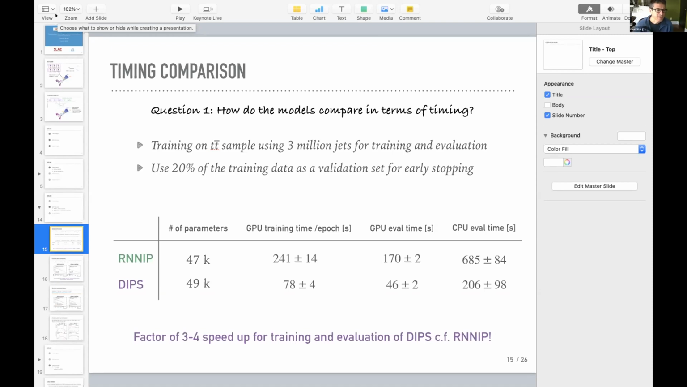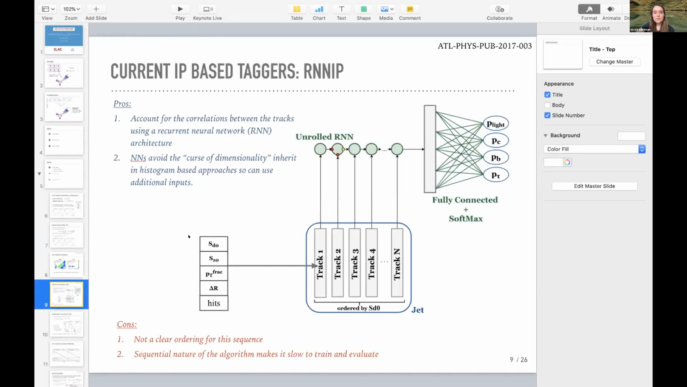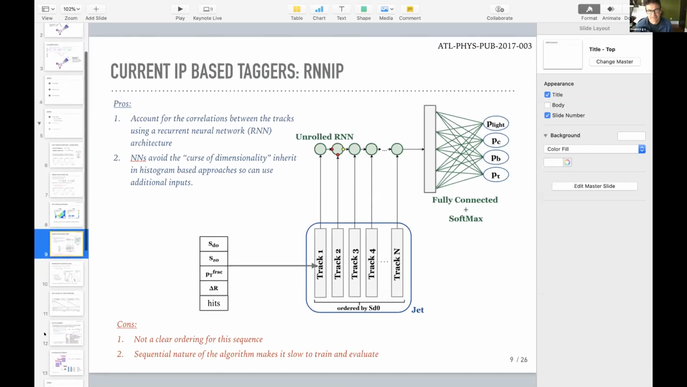So maybe I don't see any other hands, but maybe I can ask a related question while we're on the slide. Why is it faster? Okay, because for the recurrent neural network, you have to process each of the tracks one after another. So you have to process the second track, you have to wait for the first track to be done updating the hidden state. So you can't do that in parallel. Right. Okay.